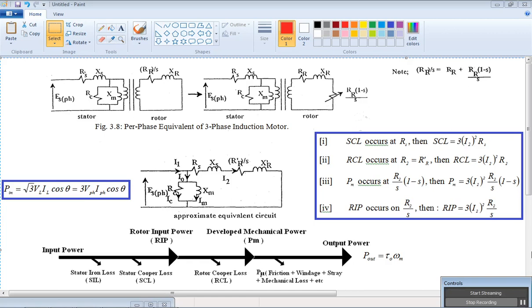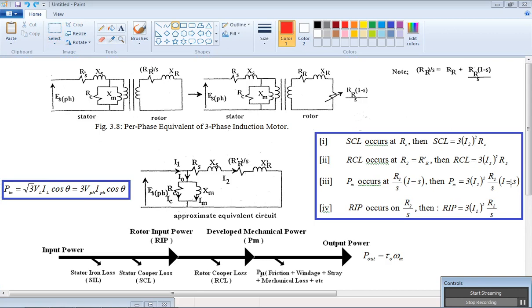When the power travels in the machine, first losses will occur on the stator side, which are the stator iron or stator core loss, SIL, and stator copper loss, SCL. So stator copper loss can be calculated by using the equation 3 I2 squared R1. Again, the approximate equivalent circuit will be referred to get the equation of each power. The stator iron loss is basically neglected due to the fact that the value of RC is much bigger, so the current flowing there, IC, is so small.